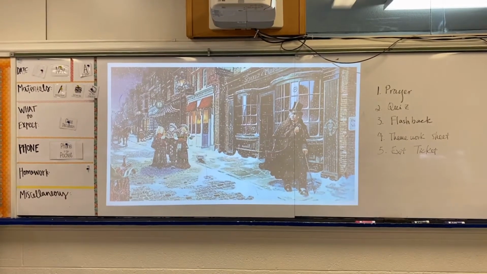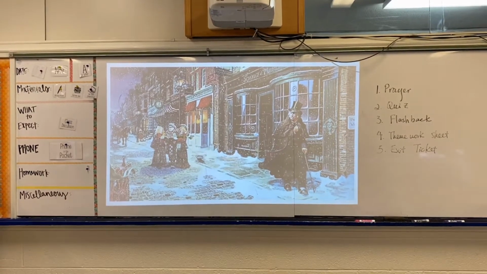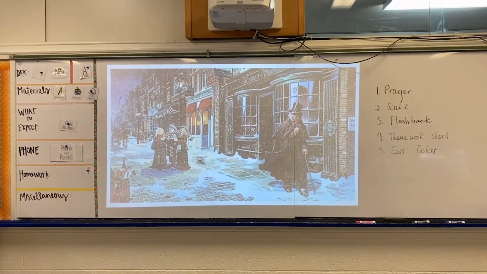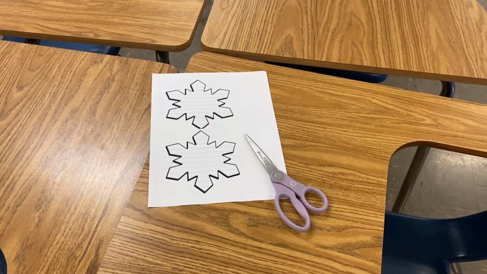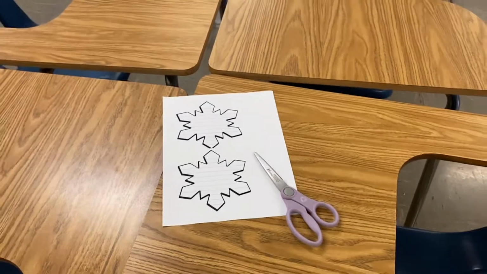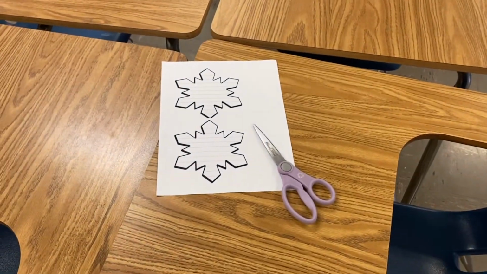In addition, this activity connects students' personal lives to the story of chapter 2, and it helps students understand the story better. Here is what I did with my students.